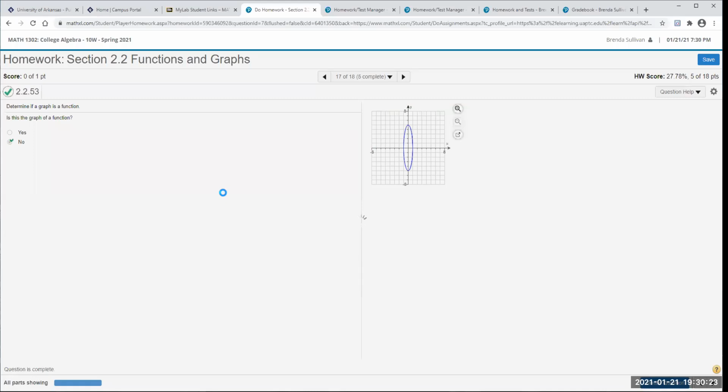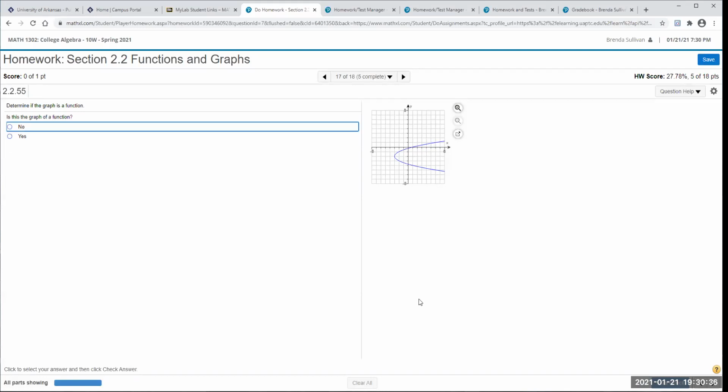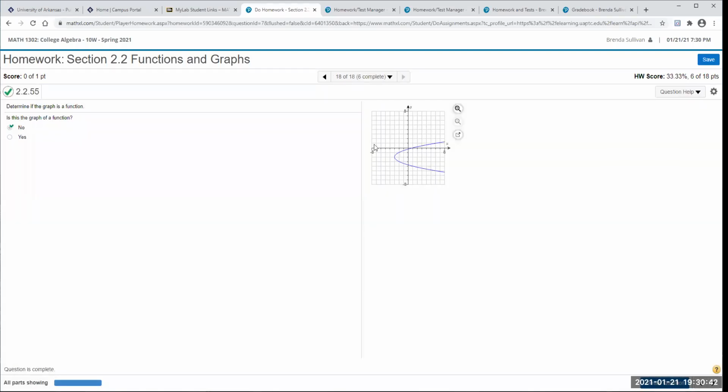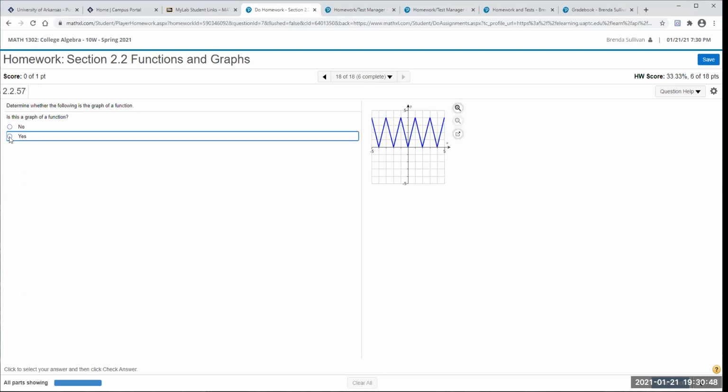So there's only about 4 big problems on here that are tough. The rest of them aren't too bad. This one, if you drew a vertical line, it would touch it in more than one place, so it is not a function. And this one, if you do vertical lines on this one, we'll use a little bit later on in the course, and it is a function.